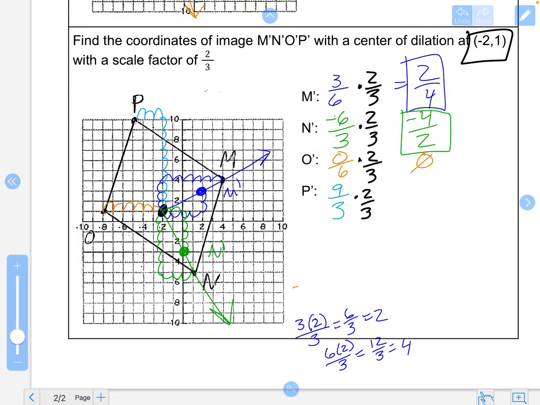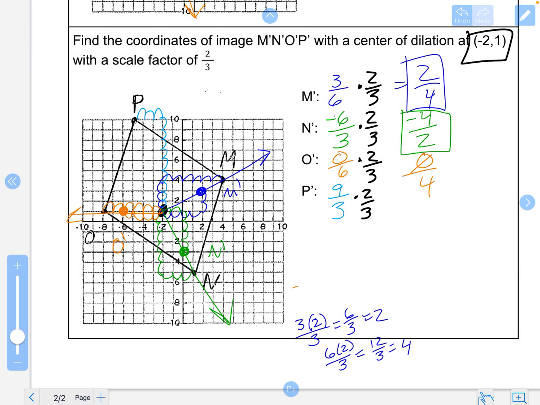0 times anything is 0. 6 times 2 is 12. Divided by 3 is 4. So we're just going to go over 1, 2, 3, 4. So this should be my new point. That should be O prime. And again, everything should go in a straight line.